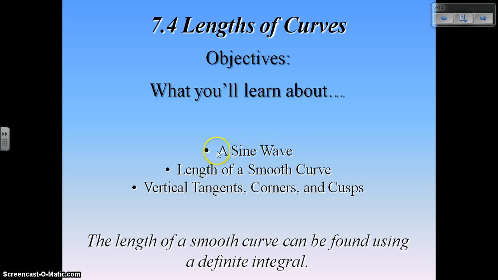So we're going to look at that today. Specifically, we're going to look at finding the distance of a sine wave, a smooth curve, and then we're going to look at some special cases and what happens when we have vertical tangents, corners, and cusps.